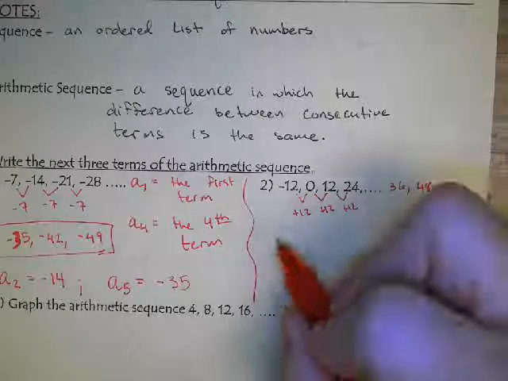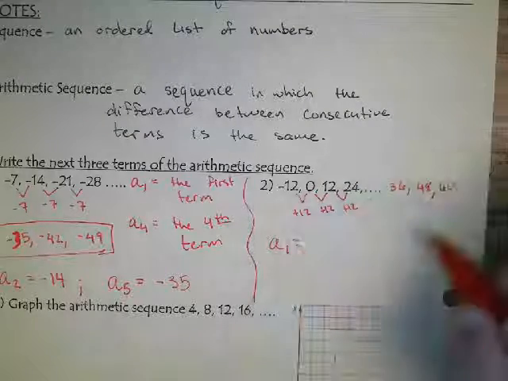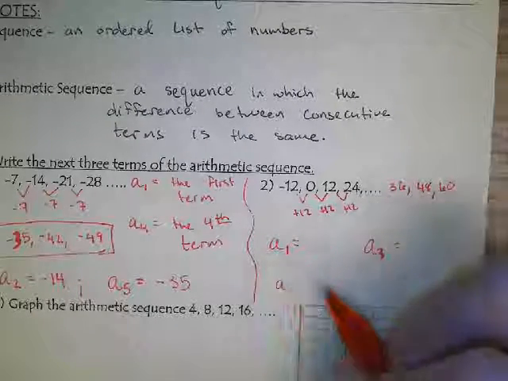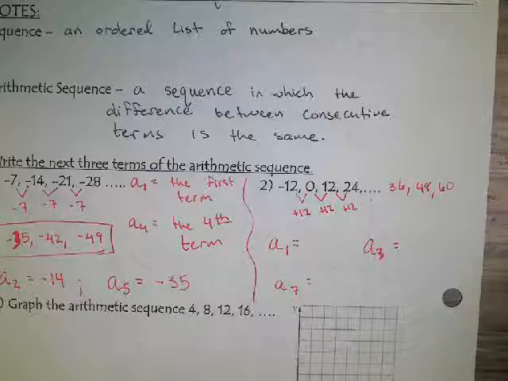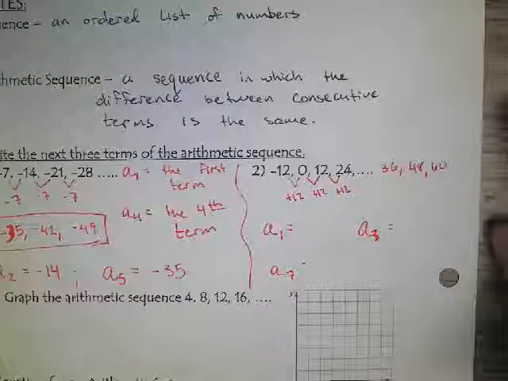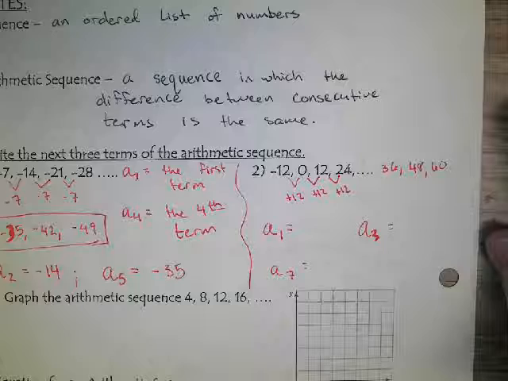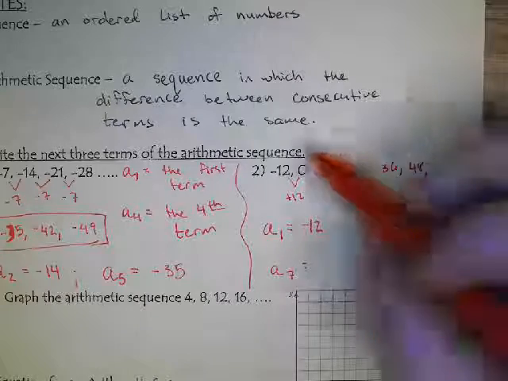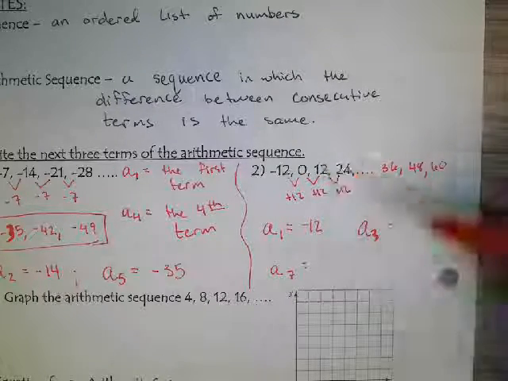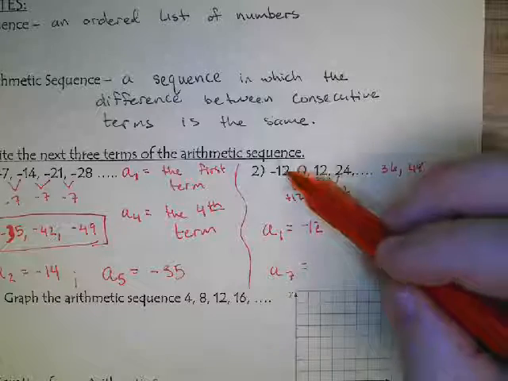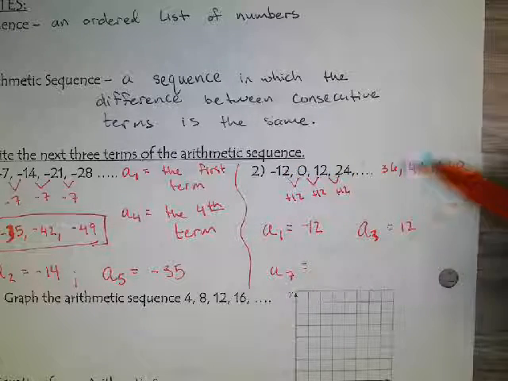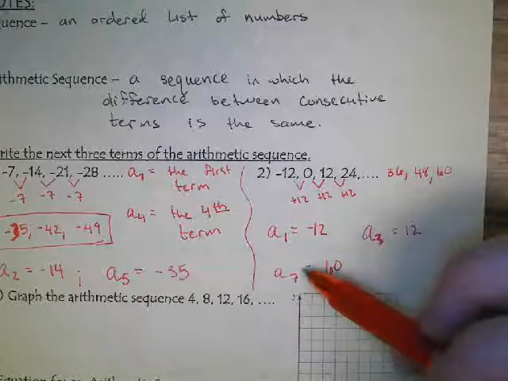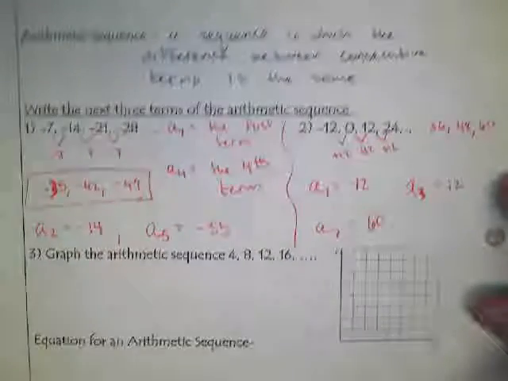Now, would you please tell me what A sub 1 equals, A sub 3 equals, and A sub 7 equals? Well, A sub 1 is our first term, negative 12. A sub 3 is our third term: negative 12, 0, 12. That's our third term on our list. And A sub 7 is our seventh term: 1, 2, 3, 4, 5, 6, 7. The seventh term is 60. So that's how we're going to use this sub number to label the terms in our list.